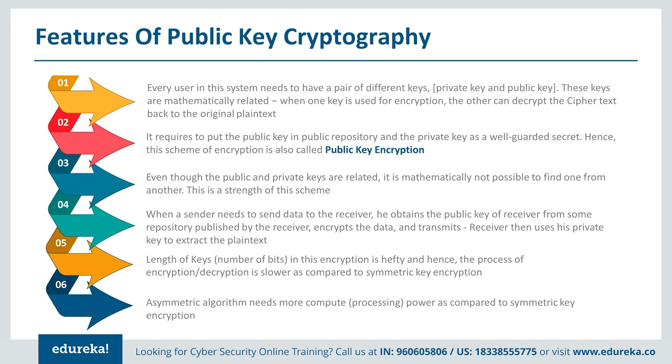The length of the key, the number of bits used for encryption, is hefty, and hence the process of encryption and decryption is slower as compared to symmetric key encryption. Symmetric key encryption is faster as we deal with only one key, so the encryption and decryption will be fast enough. So the symmetric key will be used for secure communication, video chat, audio chat. An asymmetric algorithm needs more processing power compared to symmetric key encryption.